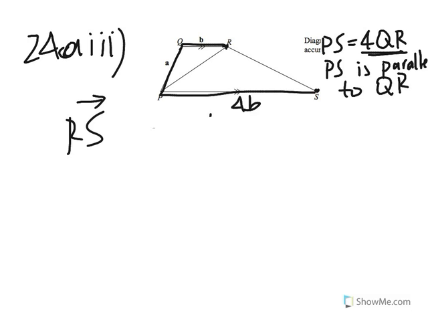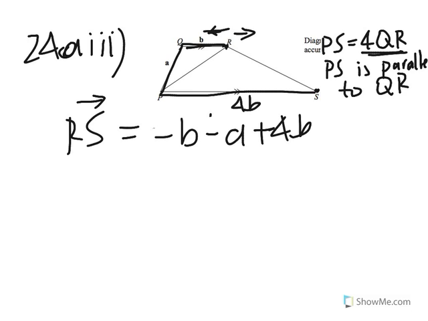4B is here, and we have B and A. So RS is simply negative B, negative A, plus 4B. Now the reason it's negative B is because you're going in the opposite direction of B, in this case. Because B is going in this direction, but you're going in this direction. And A again is going in this direction, but you're going in this direction. But you're going along the direction of 4B, so it's plus 4B. So if you go in the opposite direction, it's actually a negative vector. And you can just simplify this to 3B minus A.